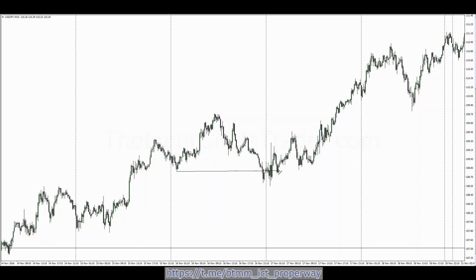And when they do that, they're doing what? Picking up orders to accumulate new longs. Like you see here, right here, right here.